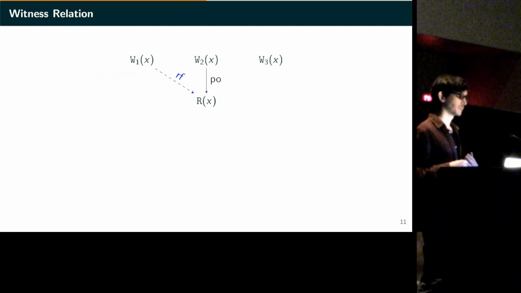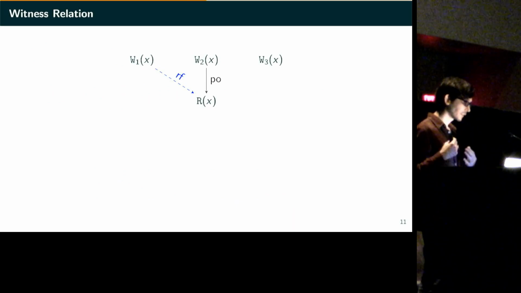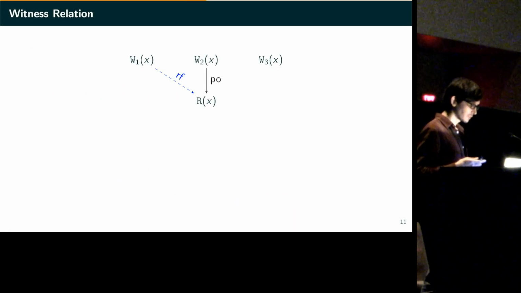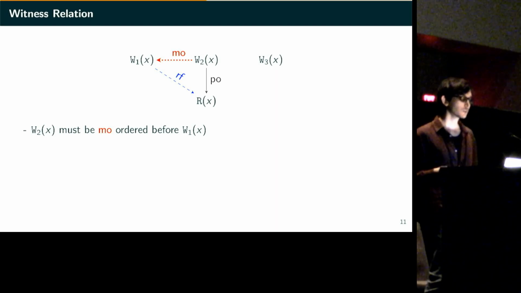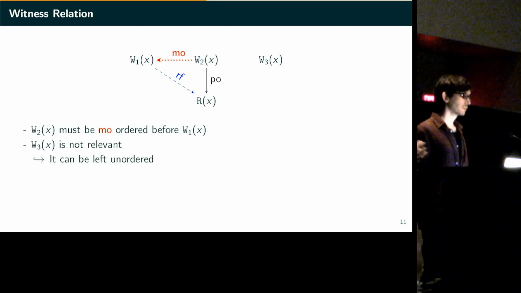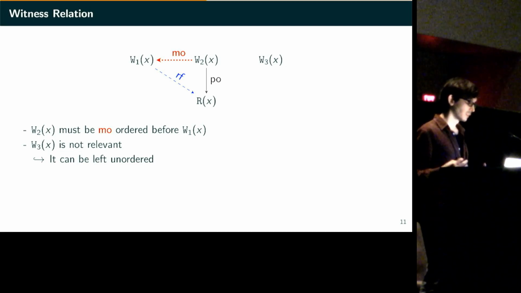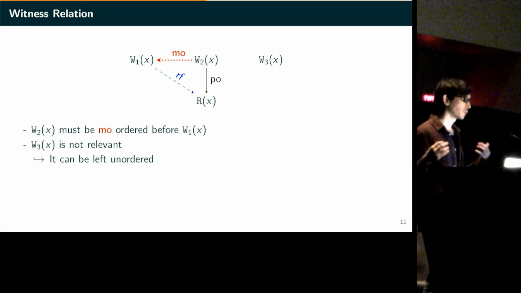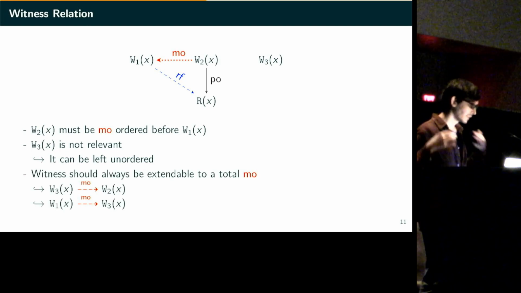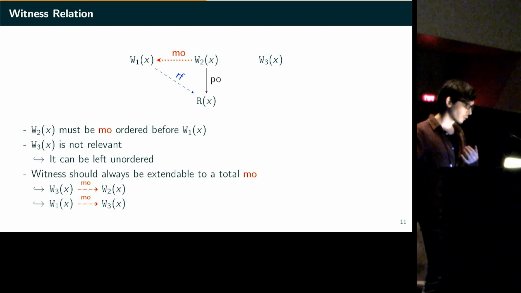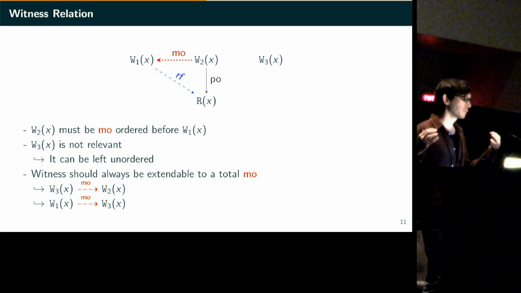So let me give an example that demonstrates this concept. Here we have an execution which contains the RF and PO relations. And for instance, the RC20 model enforces that W2 is MO ordered before W1 due to how these PO and RF relations are formed. However, we don't need to relate W3 with any of the other writes, so it can be left unordered. So this partial MO that we constructed can serve as our witness relation. We don't need to explicitly compute a total MO, we just need to know that we can always construct one, given a witness relation. So in this particular example, we can easily extend this partial MO to a total MO, for instance, by ordering W3 before W2. And there can be multiple ways of achieving this total order.